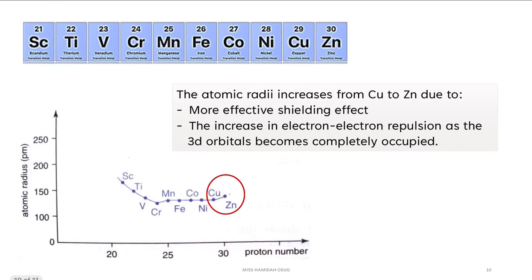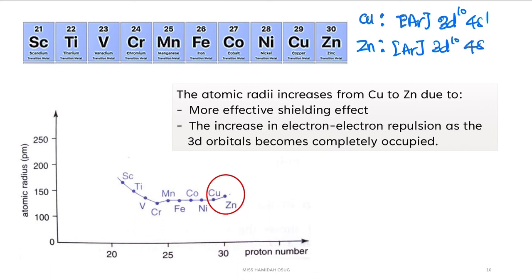Next, when the atomic radii increase from copper to zinc, the first thing that we need to do is to write the electronic configuration for copper and also zinc. So, copper punya electronic configuration adalah Ar 3d10 4s1, lepas tu untuk zinc, Ar 3d10 4s2. So, when we look at the 3D orbital, we can see that it is a fully filled 3D orbital.